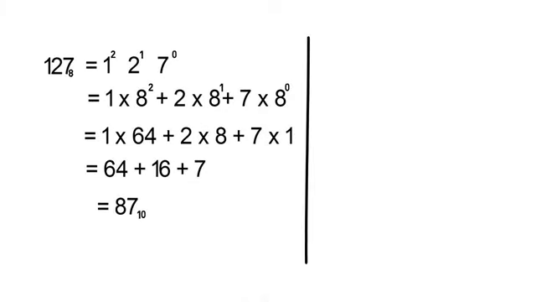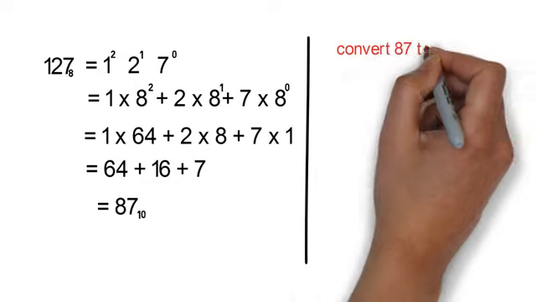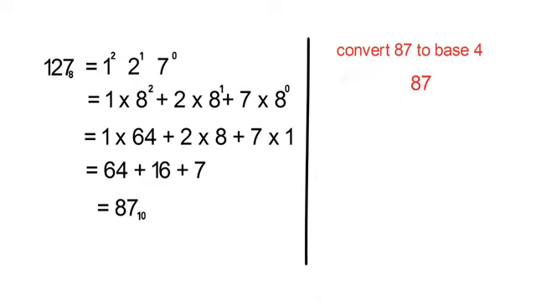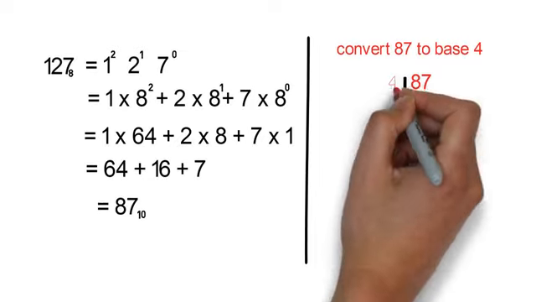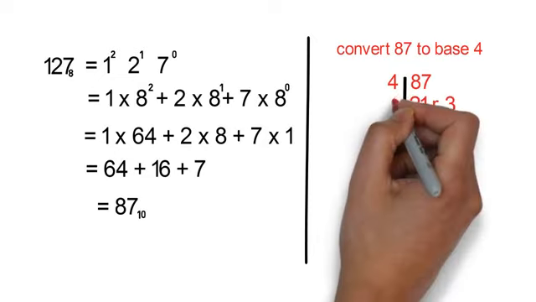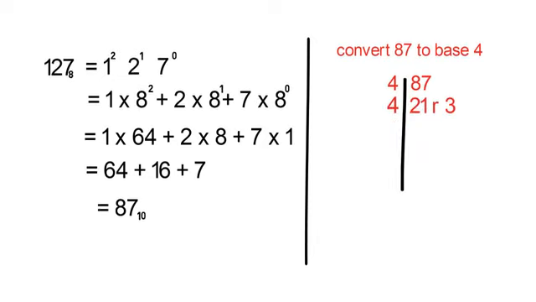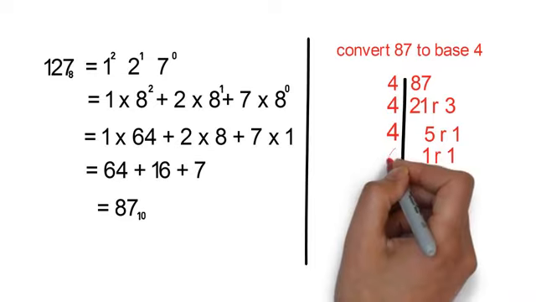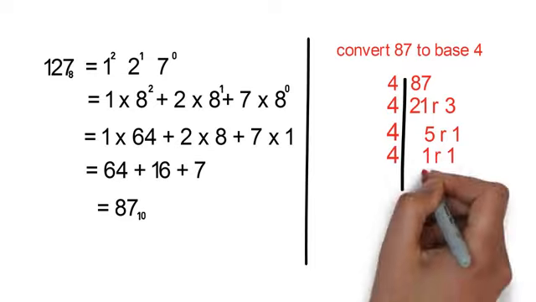So what do we do next? We convert 87 to base 4. So converting 87 to base 4 now, I divide through by 4. So 4 in 87 will give me 21, remainder 3. 4 in 21 will give me 5, remainder 1. 4 in 5 will give me 1, remainder 1. And 4 in 1 will give me 0, remainder 1.